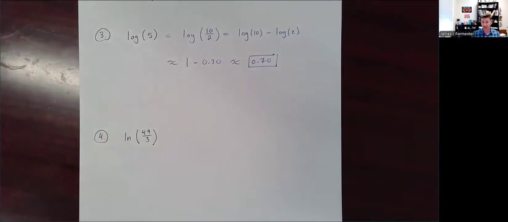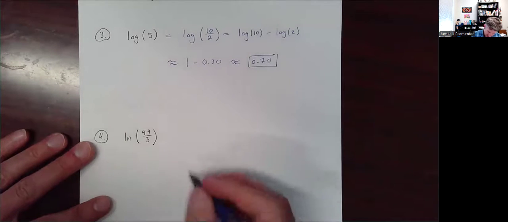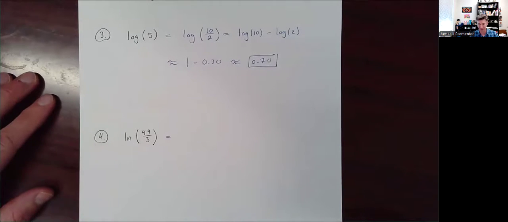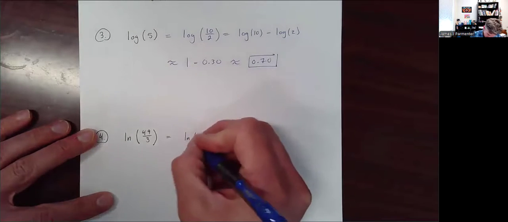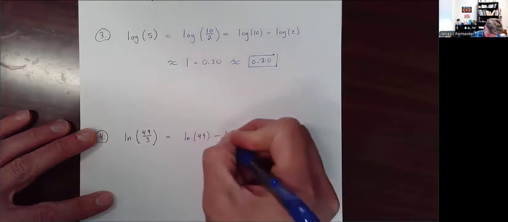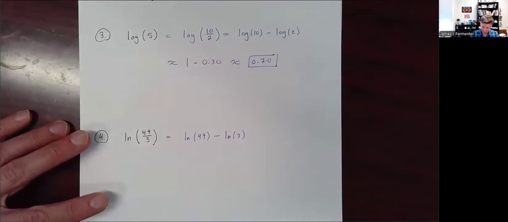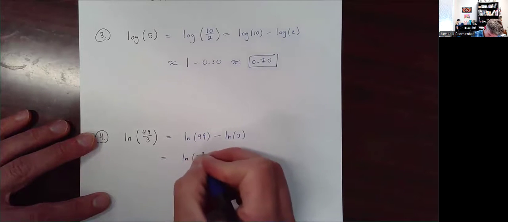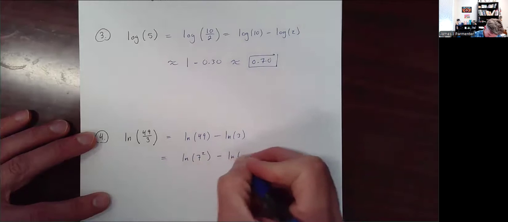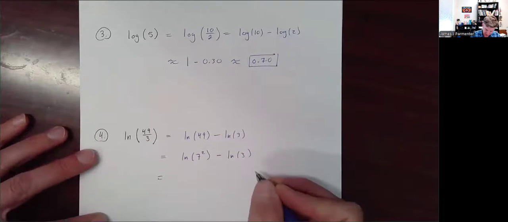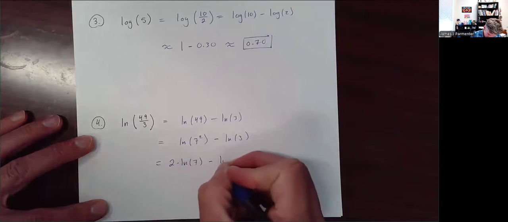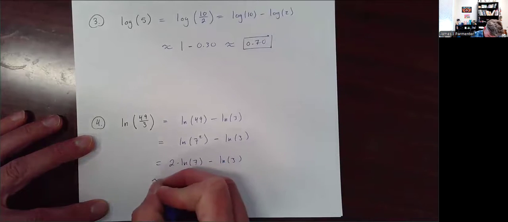You're supposed to kind of think of 5 as 10 divided by 2, or think of some other tricky way to kind of get it. Natural log of 49 divided by 3 is the natural log of 49 minus the natural log of 3 using the quotient rule. We can rewrite this as the natural log of 7 squared minus the natural log of 3. And then the natural log of 7 squared is 2 times the natural log of 7, still minus the natural log of 3.